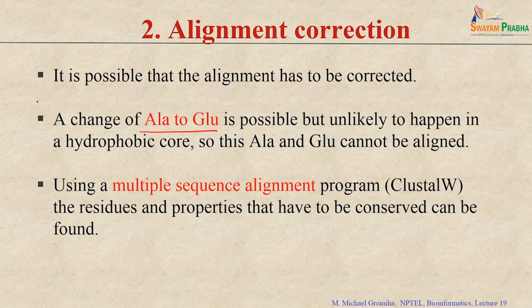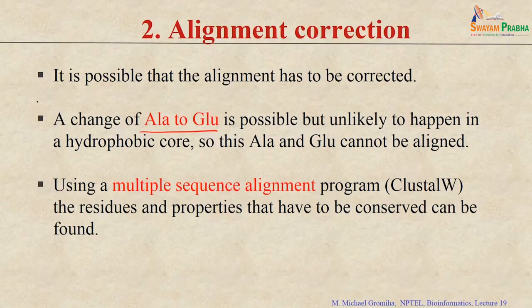So you can align any residue, you can mutate any residues, that is possible, but is this reliable or not, right? If alanine is in the buried region and we mutate it to glutamic acid, this is unlikely to happen because it will destabilize the protein, right? Because alanine is a hydrophobic residue, this is a hydrophobic core, and if you mutate alanine to glutamic acid, what will happen?